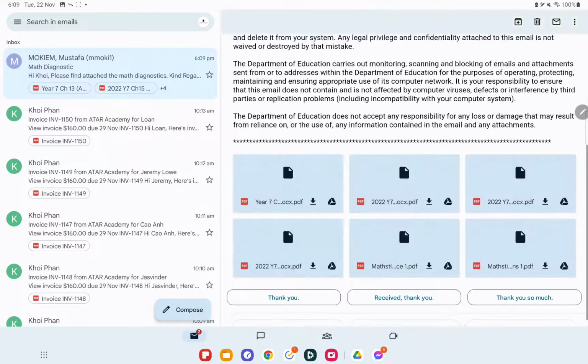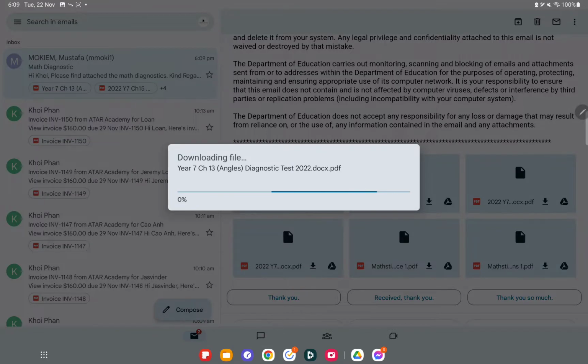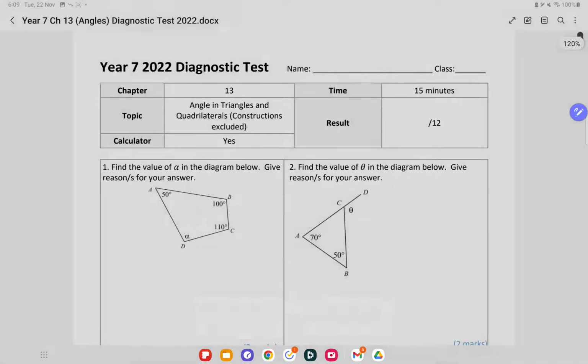Very easy to see these. Okay, we'll start from chapter 13 then. Angles. Diagnostic test.